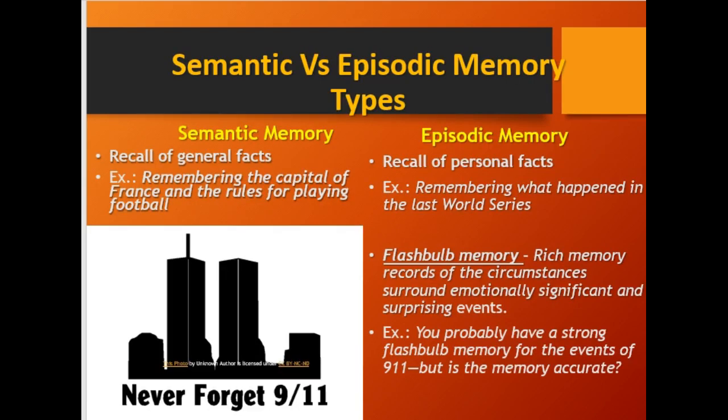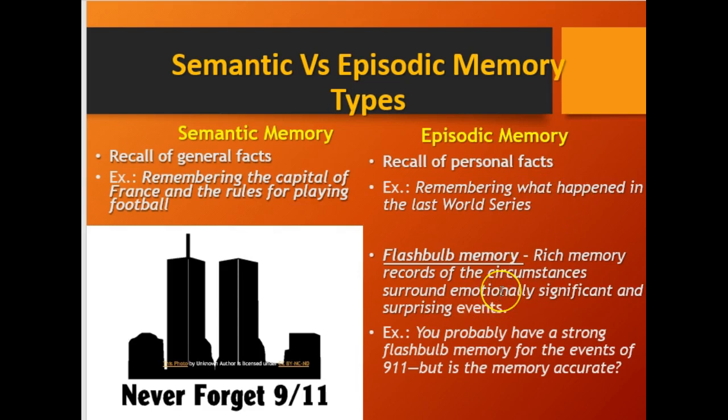Semantic versus episodic memory. Semantic memory is the recall of facts, such as remembering the capital of France and the rules for playing the game. It is also a type of explicit declarative memory. Episodic memory is the recall of personal facts, such as remembering what happened in the last World Series.